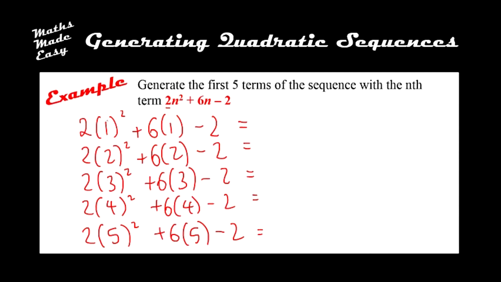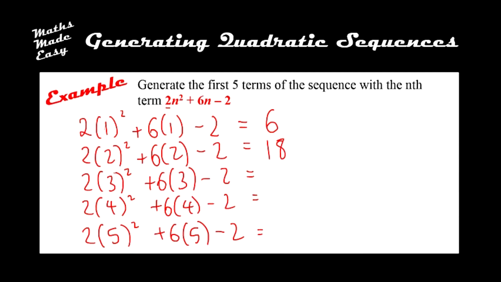So this one here, we do 1 squared, and then double it, that would be 2. Add our 6 lots of 1s, and then take away 2, and you'd end up with 6. This next one, you do 2 squared, which is 4, double that to get 8, add 2 6s, that's 12, take away a 2, and you'll end up with 18.